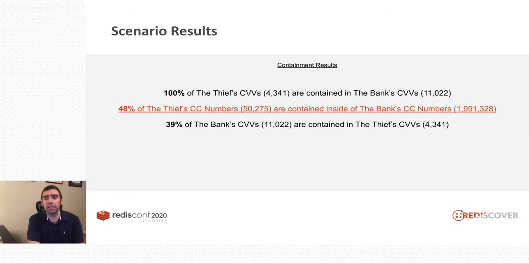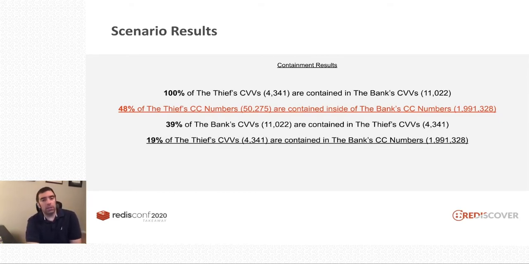As we move down the list, again, we see the CVV score pop back up. So the bank's CVVs are 39% contained inside of the thief's, which you would expect, because you would expect that a subset of the bank's CVVs could be arbitrarily generated by the thief.